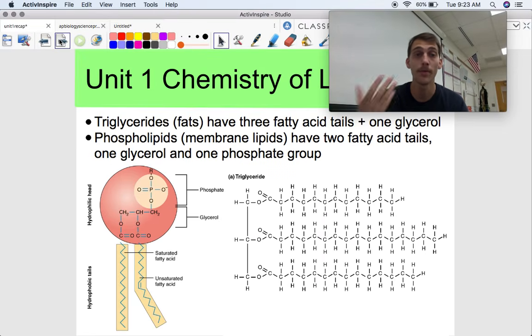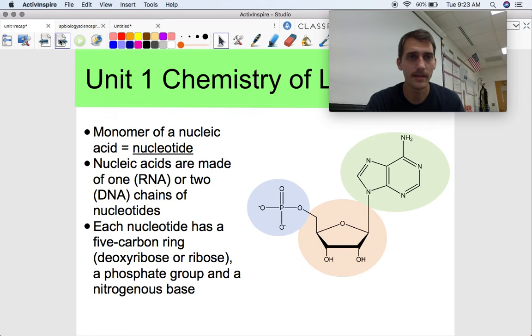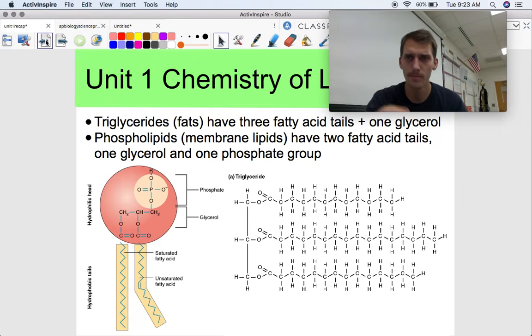lends to their properties. Okay, and I think I talked about the properties here. Oh, I talked about the properties in the next one.